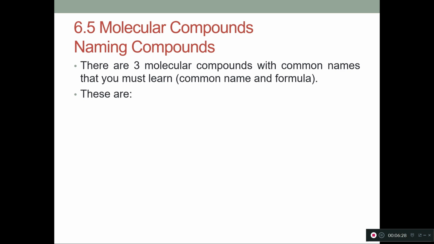There are three molecular compounds that have common names that you have to learn. So there would technically be a systematic name for these, but they're pretty much always just called by these common names. So these are ones that you have to remember. One of them is water, that's H2O. The systematic name would be dihydrogen monoxide, but you pretty much never see it called that.